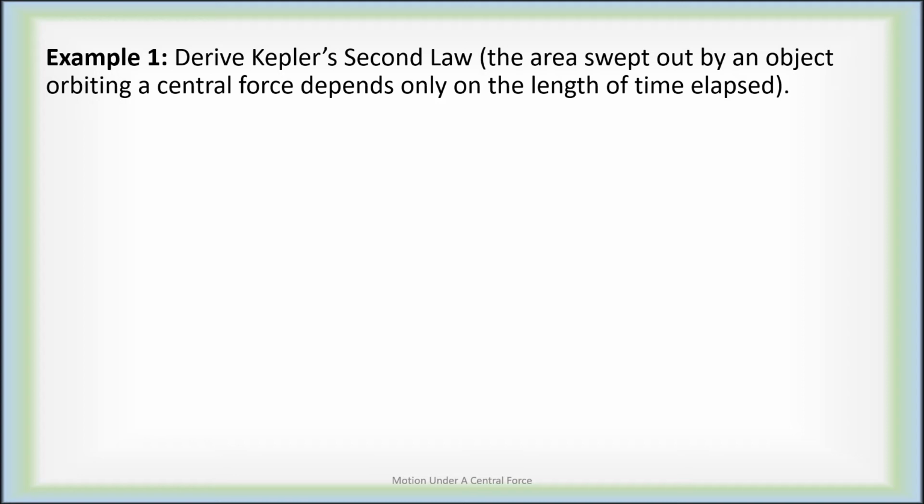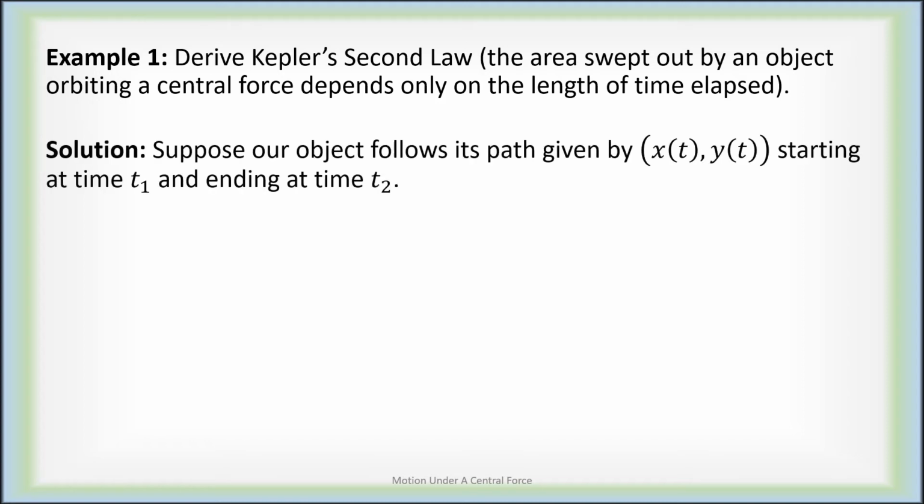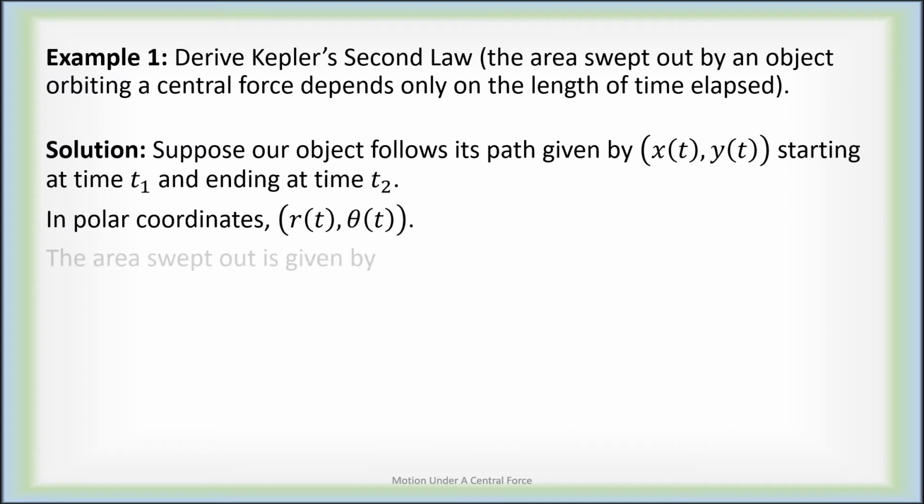With all of that behind us, let's now derive Kepler's second law, that the area swept out by an object orbiting a central force will only depend on the length of time elapsed. It does not depend on where in the orbit you are, only the time elapsed. Well, let's suppose the object follows a path x of t, y of t, beginning at one time and ending at another. We're going to convert to polar coordinates, unsurprisingly.